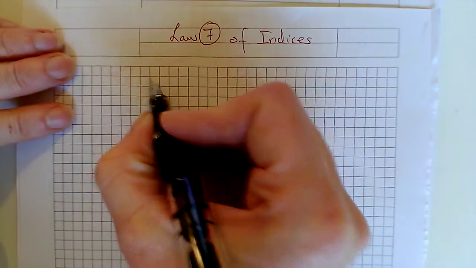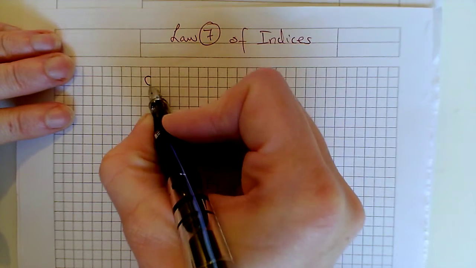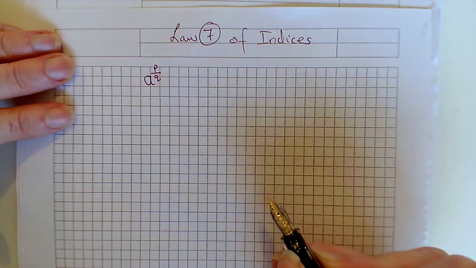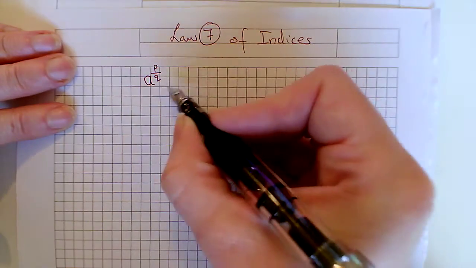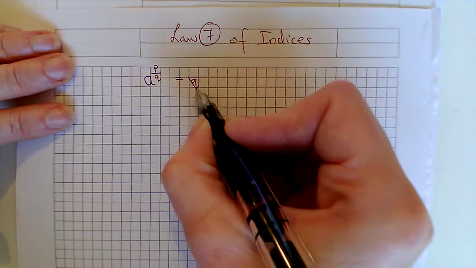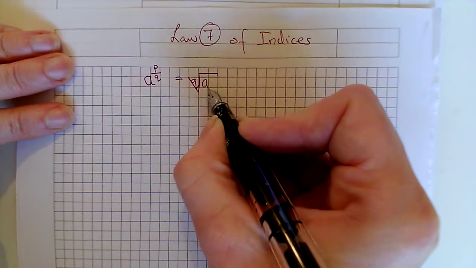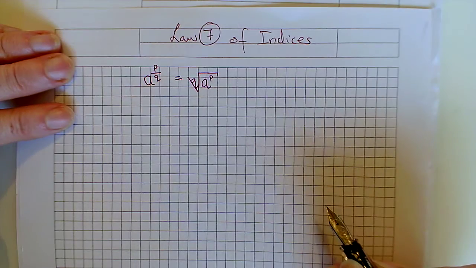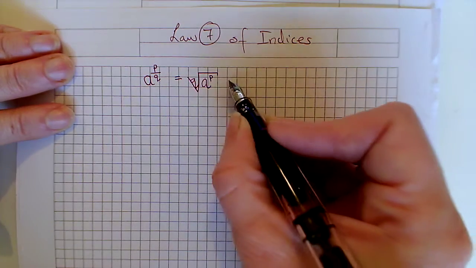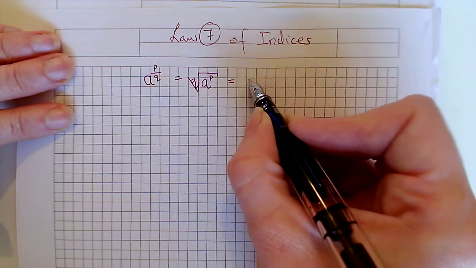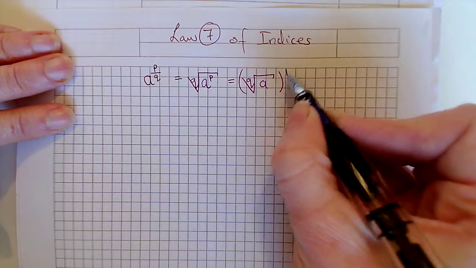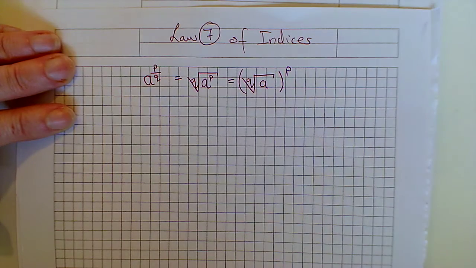So in the log tables, Law 7 states that if I have a number to a fraction power, but it's not 1 over a number this time, so one number over another number, then the bottom number changes into the root and the top number stays as a power. We can apply the power first and then find the root, or we can find the root first and then apply the power. So either way of doing it is fine.